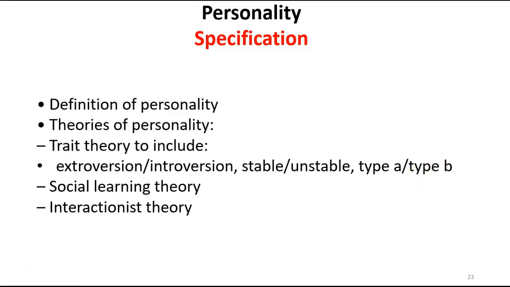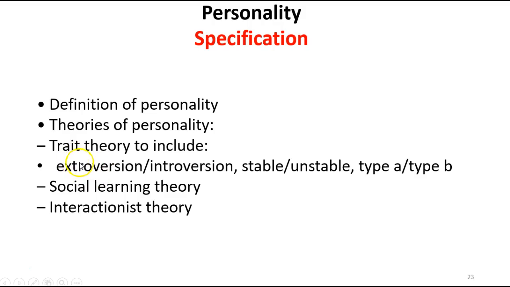The focus is going to be on personality. So if you have a quick look at the specification, what we have in front of us: we've got to define personality. Then we've got the three different theories that explain slightly different approaches towards how personality is formed. So we've got trait theory, social learning theory and interactionist theory.